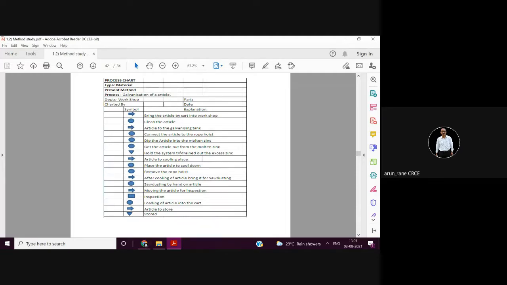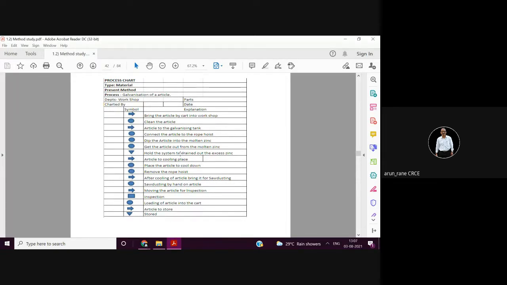So that is given by VA divided by VA plus NVA. So you have to make that NVA zero so that PCE can be 100%. But imagine, even companies like Toyota, PCE has not gone more than 60%. A plant like Toyota has a process cycle efficiency of 60%.